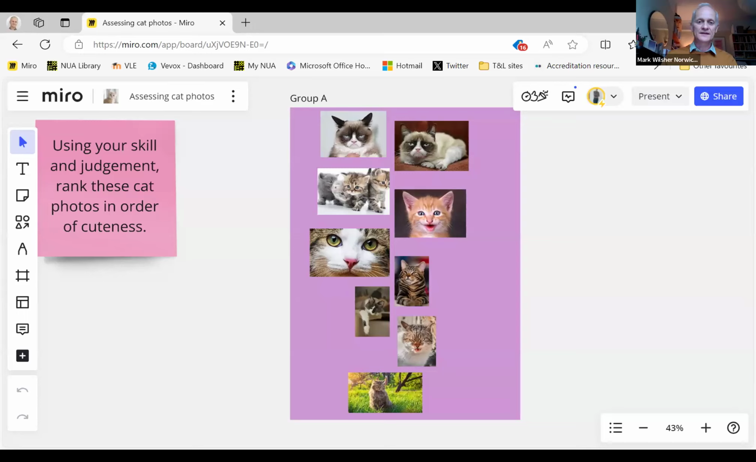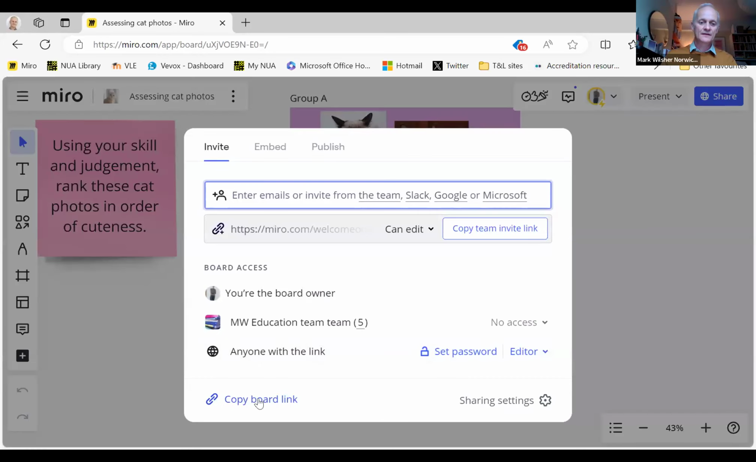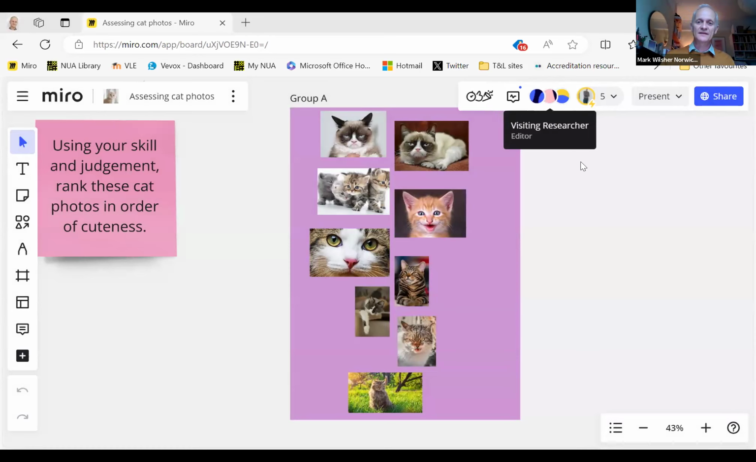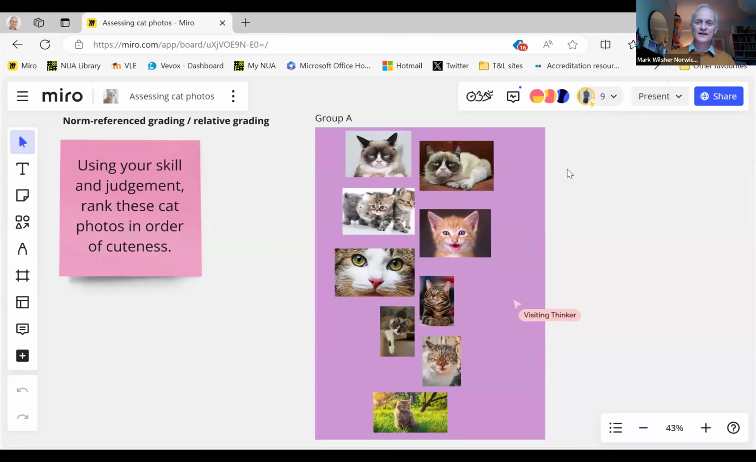I'm just going to share this board with you. Sharing is super easy in Miro. Copy that board link, and I'm just going to put that into the chat. So if you look at the chat now, you'll find a link. You click on that, Jim and Elizabetta, and you will find yourself on the Miro board. Yes, I can see you're there. Brilliant. I can see 1, I can see 2. So you're in group A, this purple board.